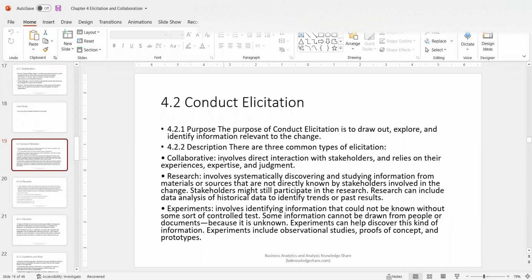There are three common types of elicitation. One is collaborative, which involves direct interaction with stakeholders and relies on their experiences, expertise, and judgment. Research involves systematically discovering and studying information from materials or sources that are not directly known by stakeholders involved in the change. Experiments involves identifying information that could not be known without some sort of controlled test.